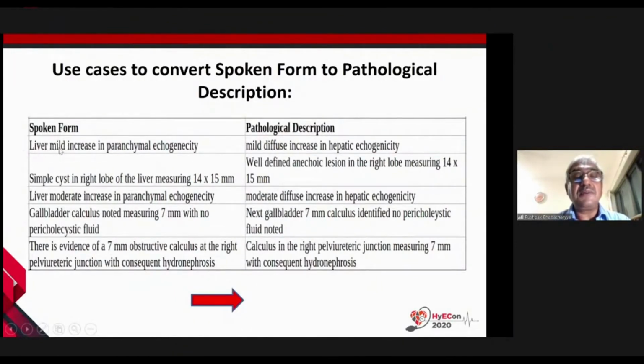Things like "liver mild increase in parenchymal echogenicity" is converted to "mild diffuse increase in hepatic echogenicity," which we have been told by the doctors to be more accurate and more formal. Of course, there are examples of very long pathological descriptions which are really detailed.